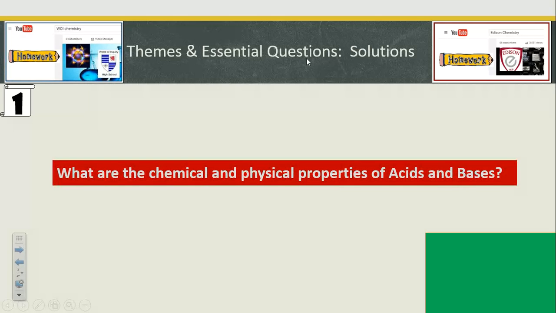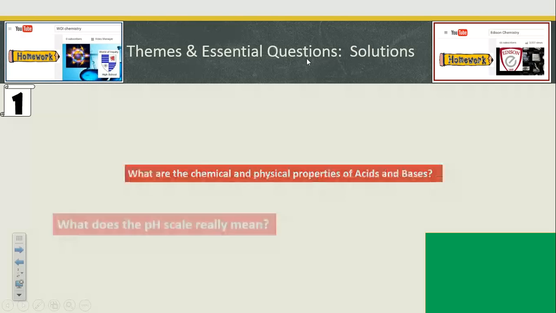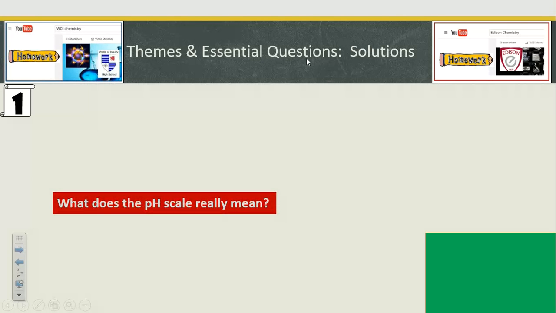So get familiar with what makes something acidic and what makes something basic, what they do when they touch water. What does the pH scale even really mean? We know that it goes from 1 to 14, 7 is neutral, it's in the middle, but what is 1 through 6.9? What does that number actually mean? 7.1 through 14, what does that number actually mean? That'll help us understand the pH scale better.